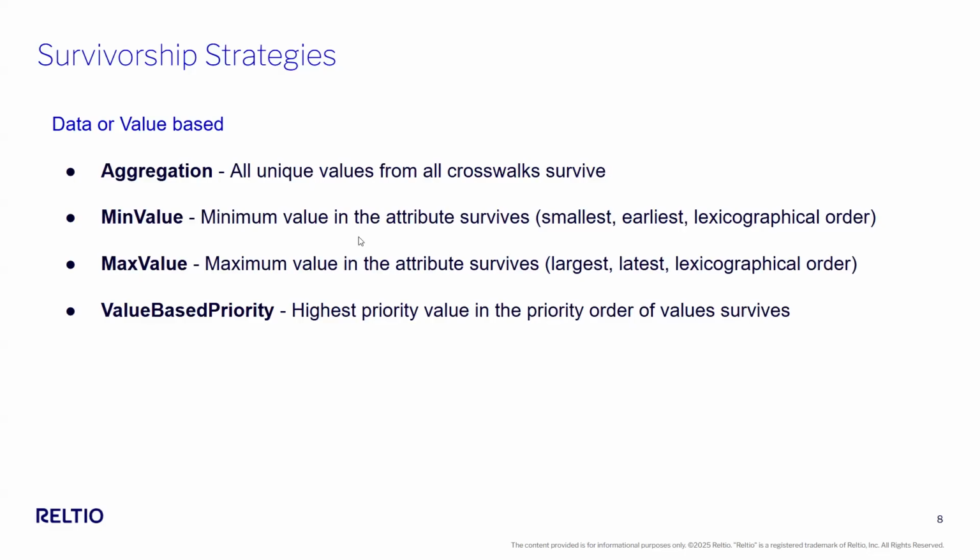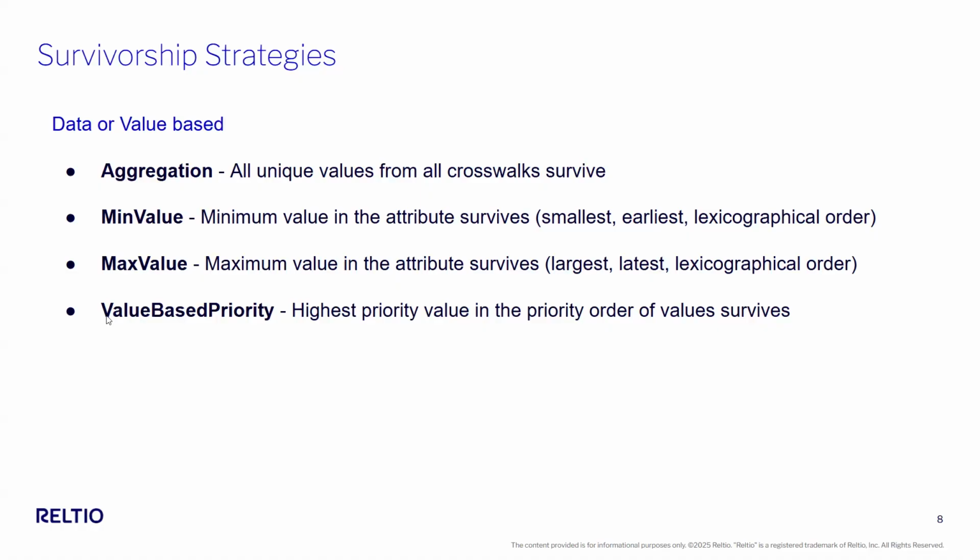Next, we have the minimum value. In this case, it compares the values to determine which one is the minimum. If it is a numeric attribute, then the smallest value becomes the minimum and the operational value. If it is a date or timestamp, then the earliest one. And if it is a string, then the lexicographical order determines the minimum value. And maximum value is the opposite of that. If you want the maximum value to survive, then you can use the max value survivorship strategy.